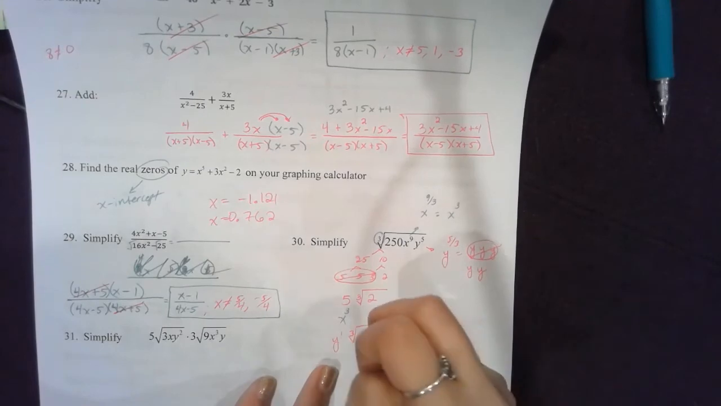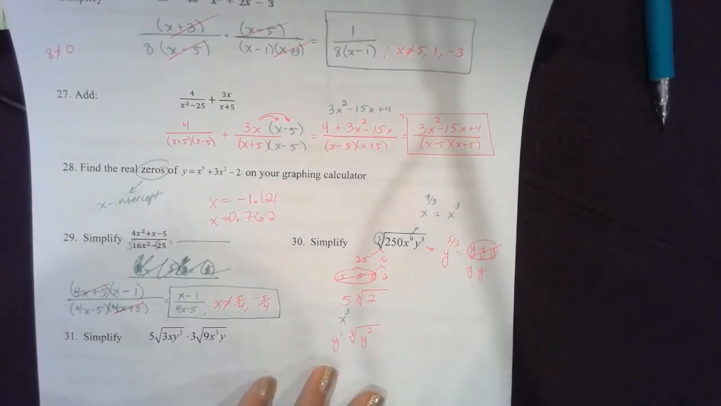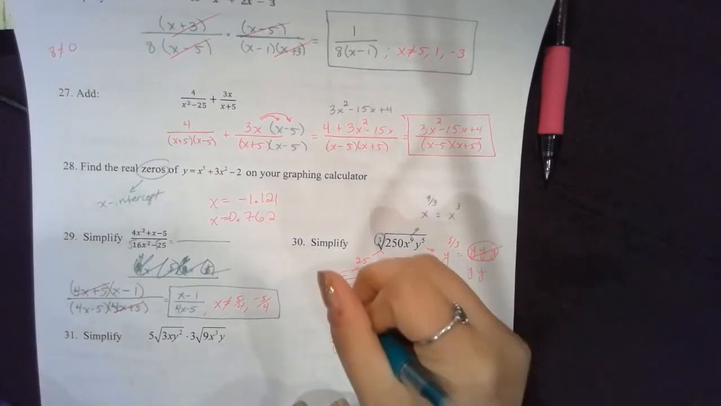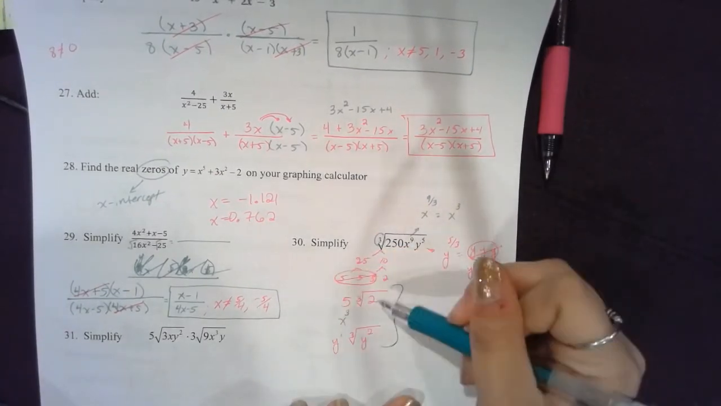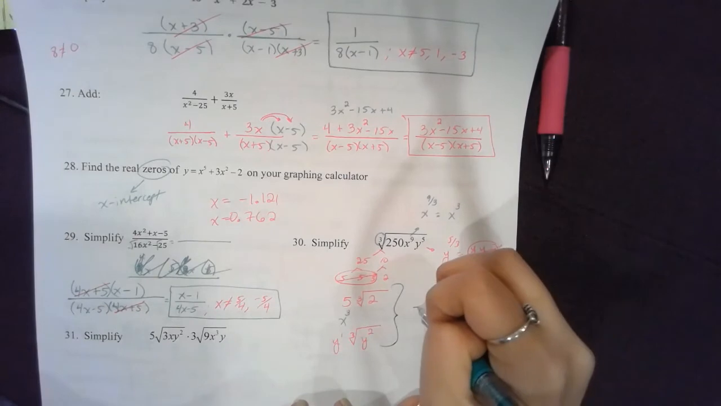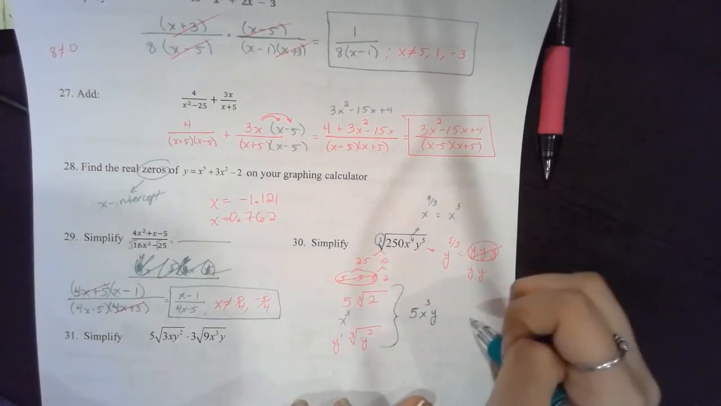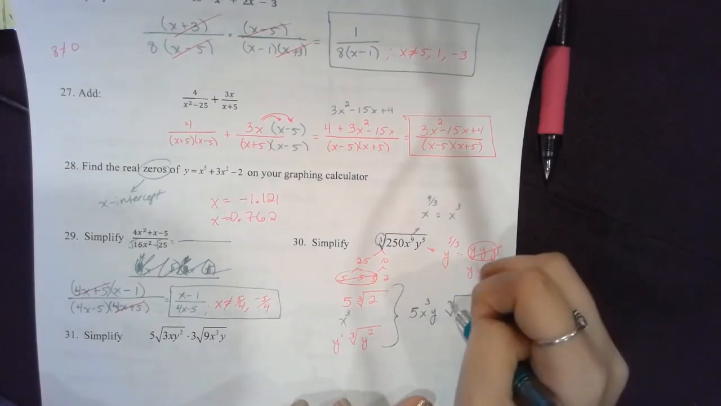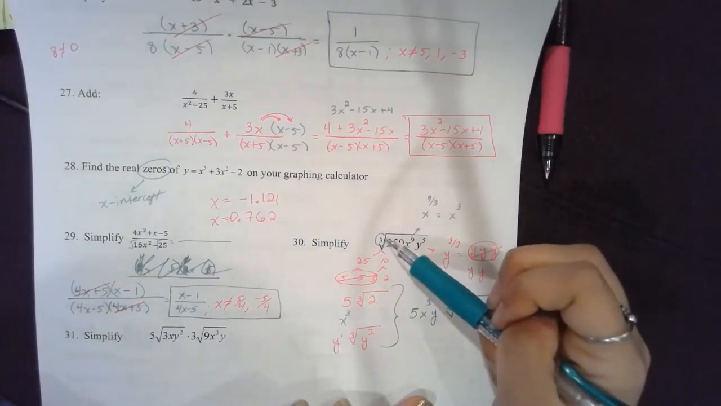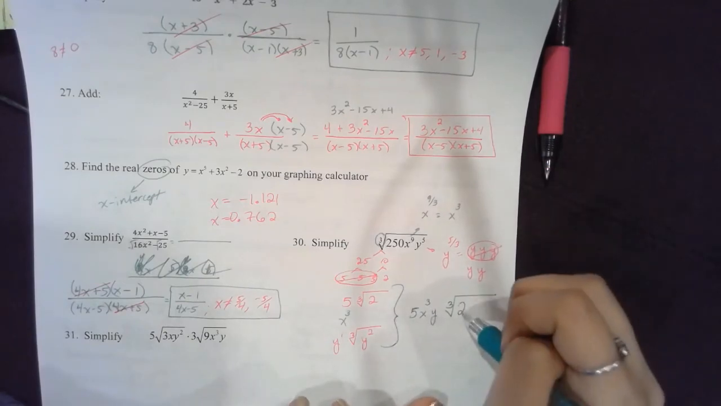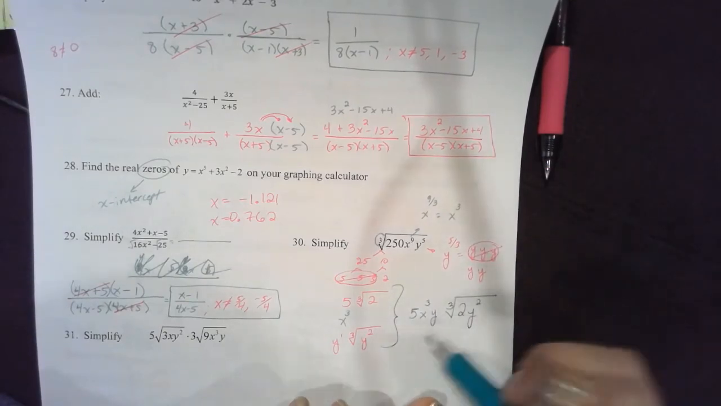So our final answer, if we put it all together, everything on the outside is together and everything on the inside is together. We have 5x to the 3rd and y to the 1st power. Remember, it started as a cube root, we have to end it as a cube root. A 2 and a y squared couldn't come out. So there's our simplified answer.